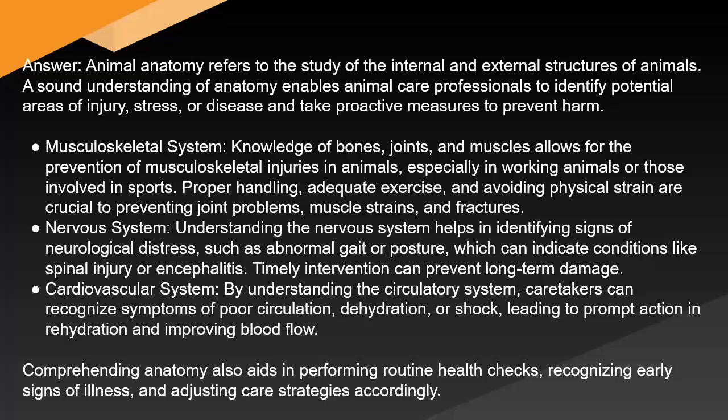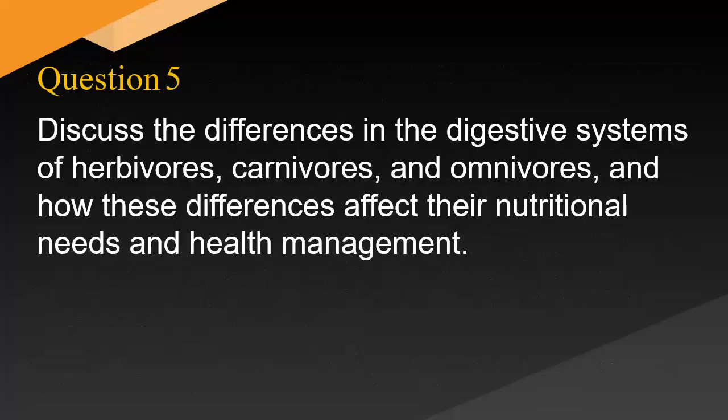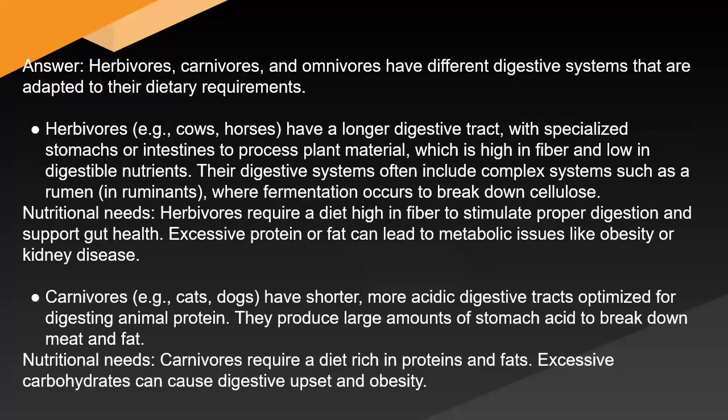Comprehending anatomy also aids in performing routine health checks, recognizing early signs of illness, and adjusting care strategies accordingly. Discuss the differences in the digestive systems of herbivores, carnivores, and omnivores, and how these differences affect their nutritional needs and health management. Answer: herbivores, carnivores, and omnivores have different digestive systems that are adapted to their dietary requirements.